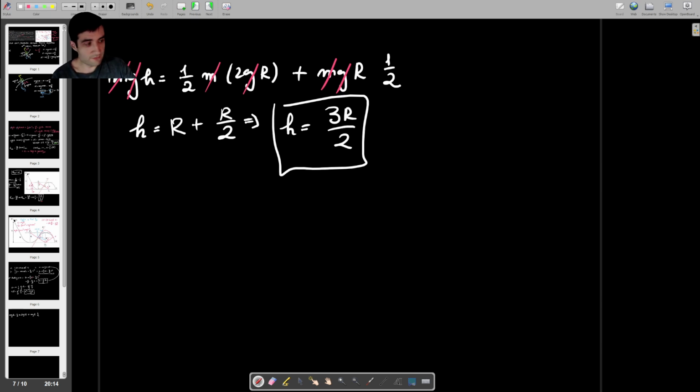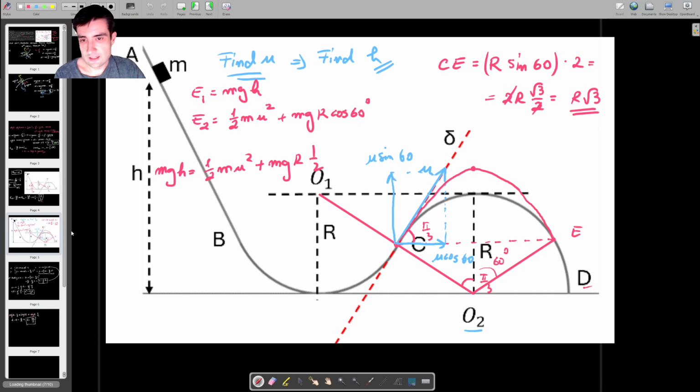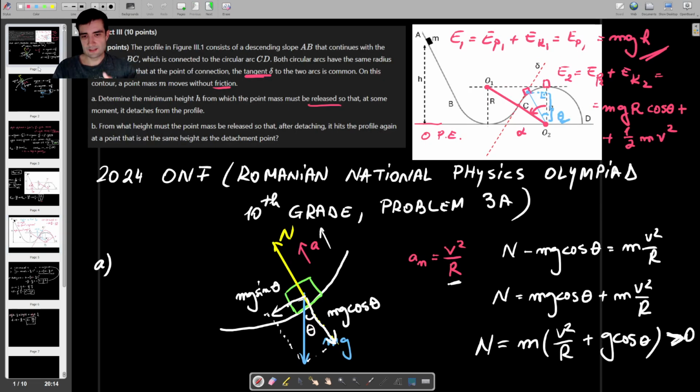So whoever made those problems was a nice person, and used numbers that didn't really need use of calculators, because we have that 60-degree angle, and that opened up some really nice values in the end. So anyway, that was the problem.